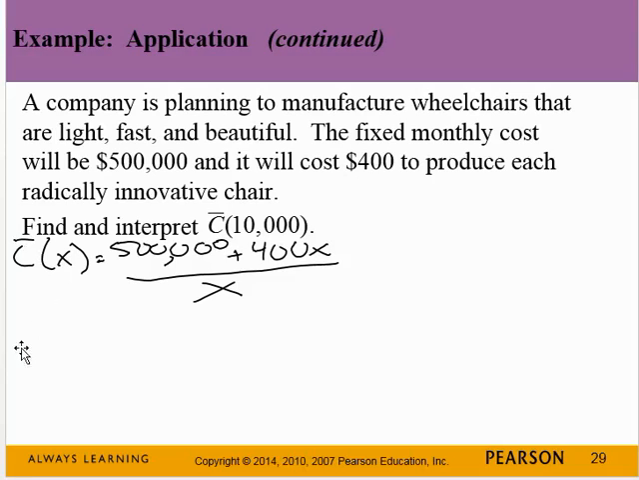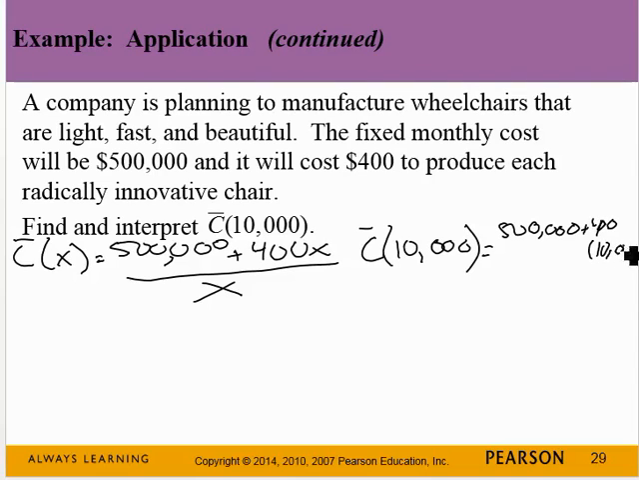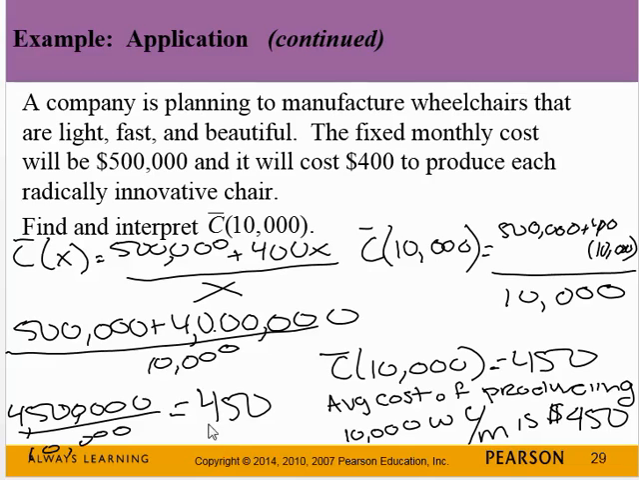For the next example, you have C bar of 10,000, so you want to fill in. Pause the video and solve this one. In the end you should have gotten 450, so C bar of 10,000 is 450, so the average cost of producing 10,000 wheelchairs per month will be $450.